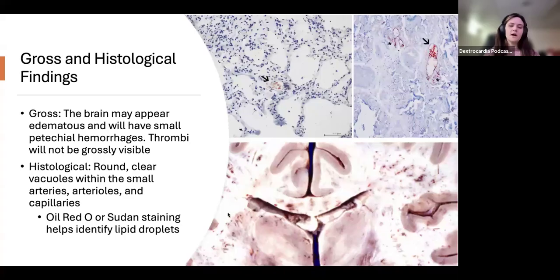On gross exam, the brain will have small petechial hemorrhages. You can see all these little hemorrhages everywhere. The thrombi will not be grossly visible because fat is kind of clear, so it's hard to visualize. Histologically, you'll see round clear vacuoles within the small arteries and capillaries, and they use oil red or Sudan staining to help find lipid droplets.